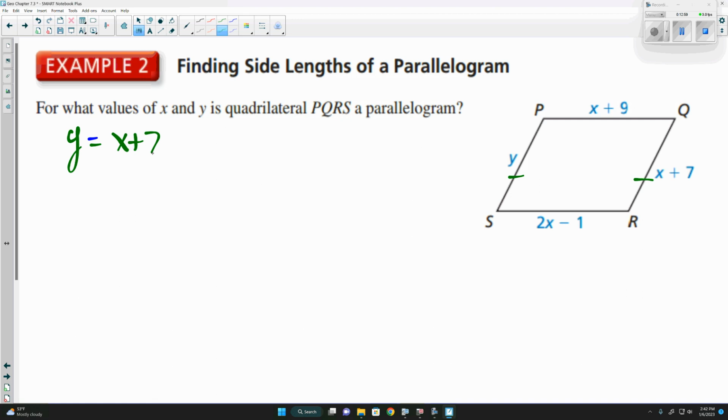Let's look at the other sides, though. We have that x plus 9 is equal to 2x minus 1, yes? So what we'll end up doing is solving the other one, x plus 9 equals 2x minus 1, for x. And once we find the value of x, we can plug it back in and solve the other one for y. Now for this one here, what can we do first?